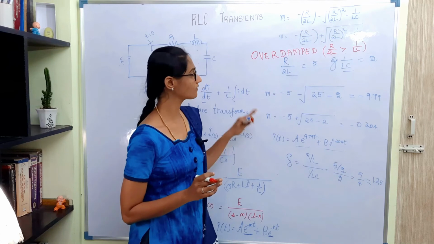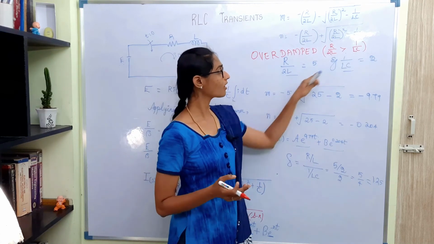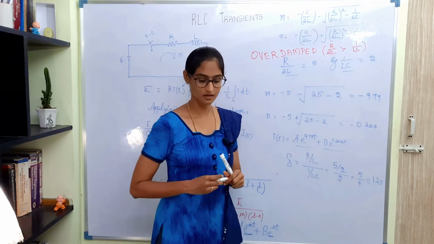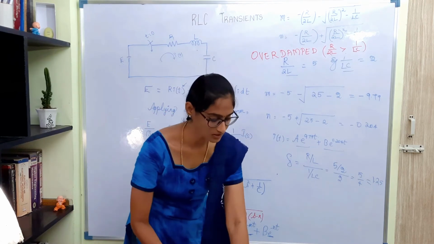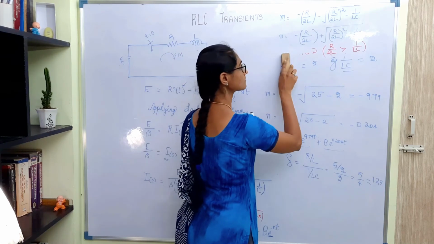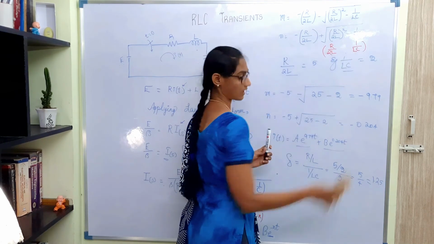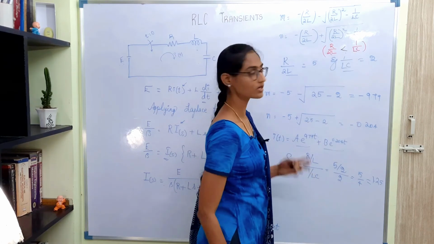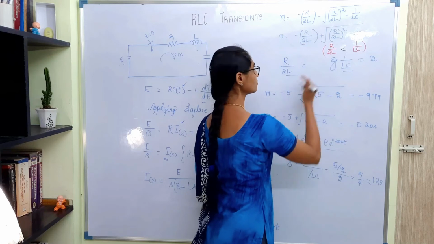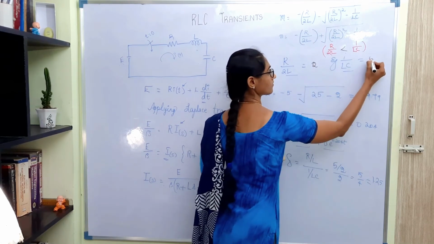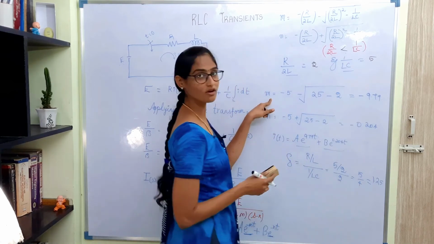Now we will check another condition. What if R by 2L is less than 1 by LC? Now, I am just going to reverse this case. I am saying that R by 2L is less than 1 by LC. Now, consider that R by 2L is 2 and 1 by LC is 5. So, in that case, what is the value of m?